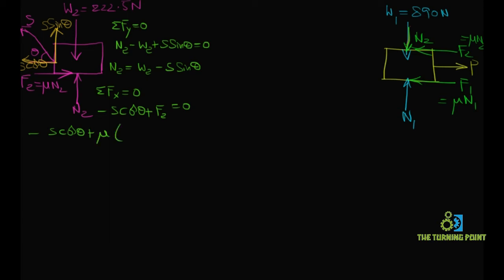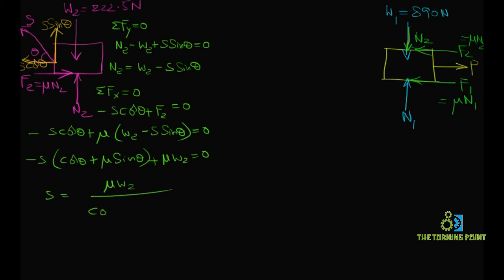So instead of N2 I am writing that value, W2 minus S sin theta. So now taking minus S common, minus S into cos theta plus mu sin theta, plus mu W2 equal to 0. From this we can find the value of S. S is equal to mu W2 divided by cos theta plus mu sin theta.